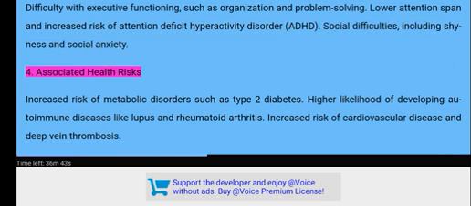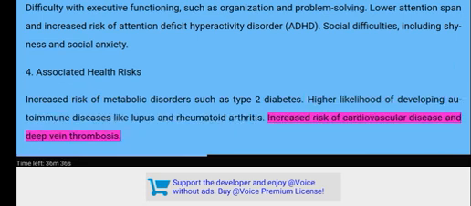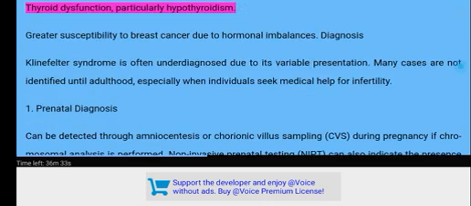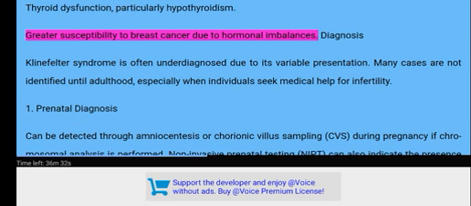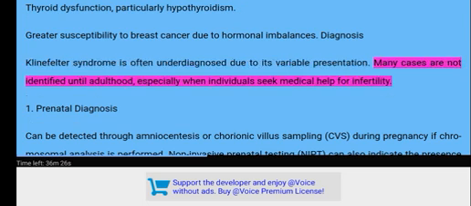4. Associated health risks. Increased risk of metabolic disorders such as type 2 diabetes. Higher likelihood of developing autoimmune diseases like lupus and rheumatoid arthritis. Increased risk of cardiovascular disease and deep vein thrombosis. Thyroid dysfunction, particularly hypothyroidism. Greater susceptibility to breast cancer due to hormonal imbalances. Diagnosis. Klinefelter syndrome is often underdiagnosed due to its variable presentation. Many cases are not identified until adulthood, especially when individuals seek medical help for infertility.